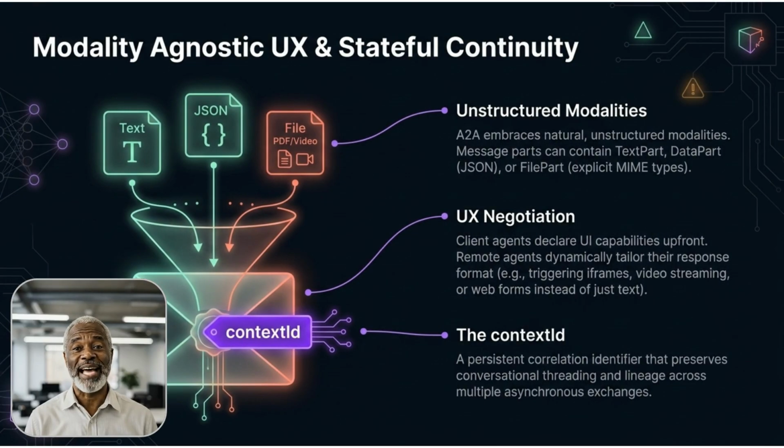A2A supports modality-agnostic UX and stateful continuity. It embraces unstructured modalities like text part, data part, and file part. UX negotiation allows client agents to declare UI capabilities, enabling remote agents to dynamically tailor responses. The context ID is a persistent identifier, preserving conversational threading.